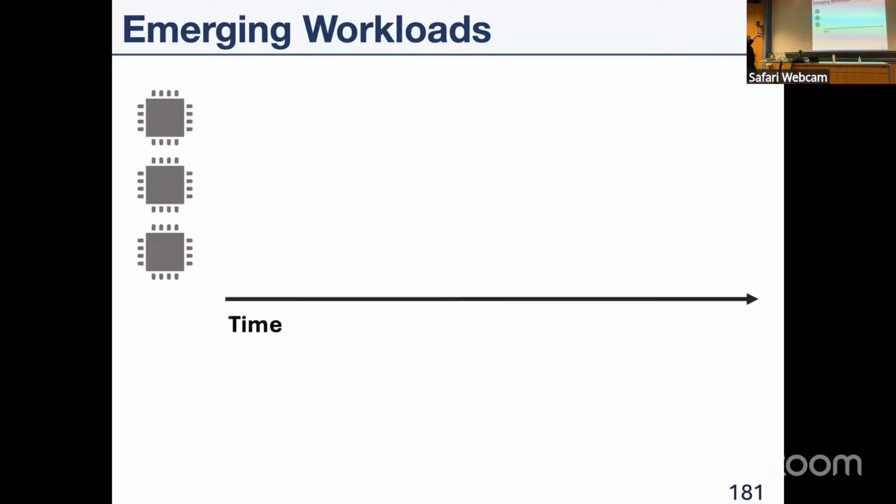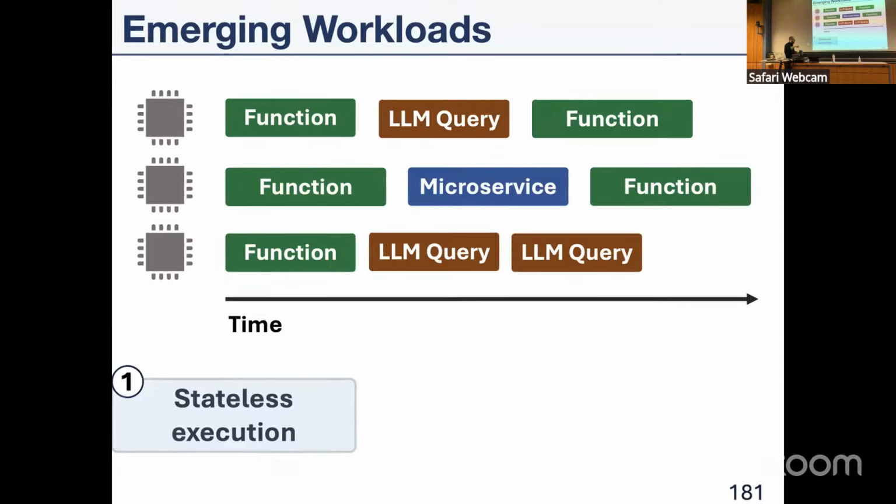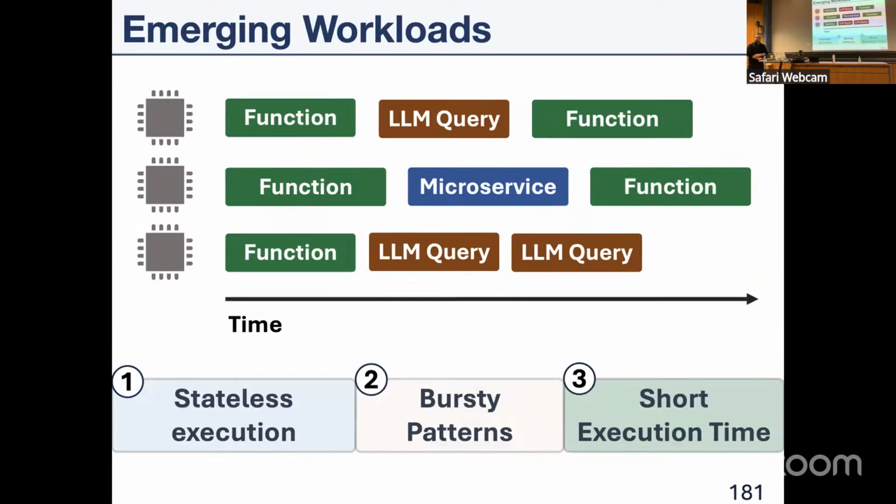As you can see here, we have a system with 3 different cores, and we interleave different functions and different workloads in short bursts of time. They have a stateless execution, which means that we bring up one of these functions, the function finishes, we don't care about it anymore, right? They have very bursty patterns. We might have very high peaks of receiving these sort of functions, and they have very short execution times. What problem does this create? It creates a memory allocation overhead problem.